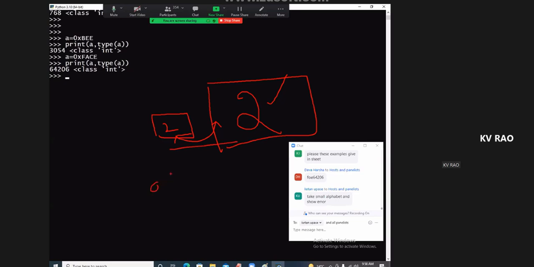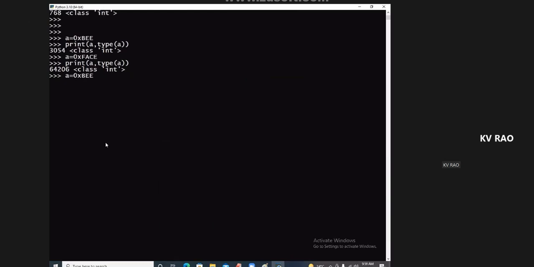0b and 0B, both of them are same. I said, take it as 0xface, small face, or FACE, print A. Same answer. If you take capital F, small a, capital C, small e, no problem, it is going to give you the same answer. I told you already in the class.